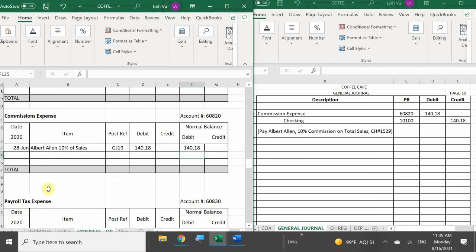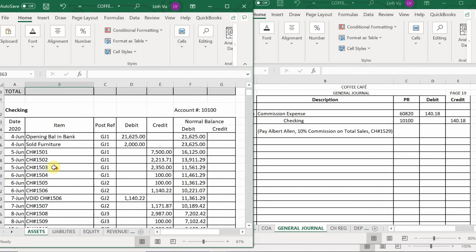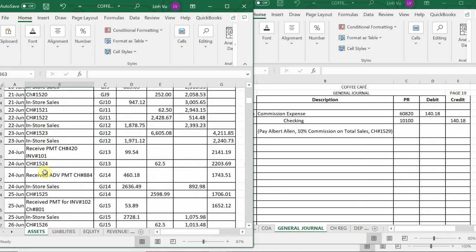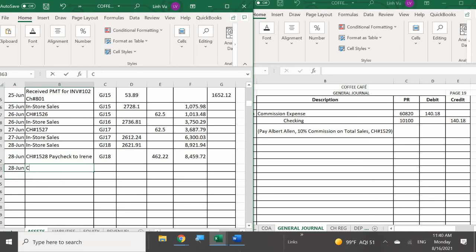Once we've done the commissions expense, last but not least, we need to update our checking account because we cut him a check. So we need to make sure how much money we have after he cashes his check. So check number 1529. It's not a paycheck because it's just a mere expense. So I'm just going to write it as we just wrote a check to him. General Journal 19. And we're going to decrease our account by $140.18.